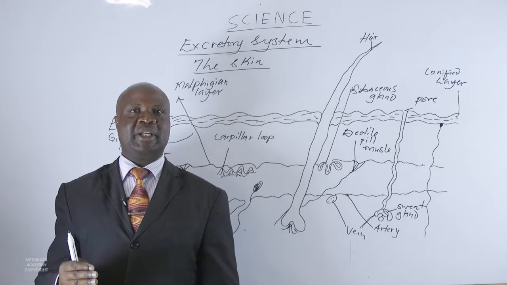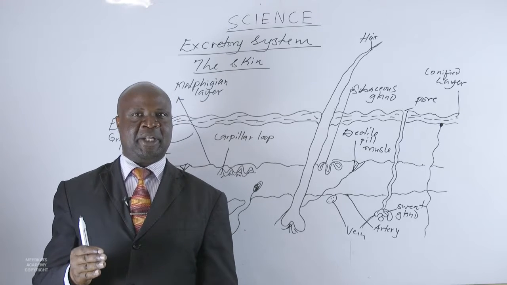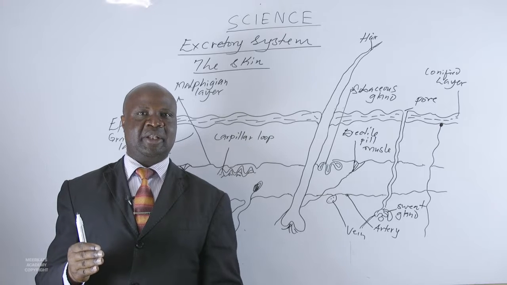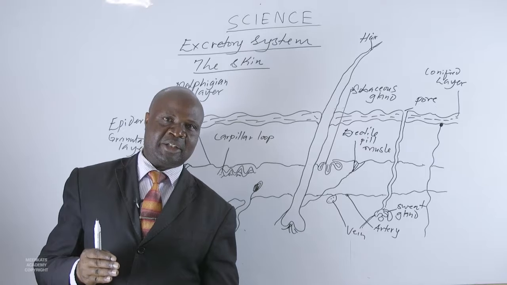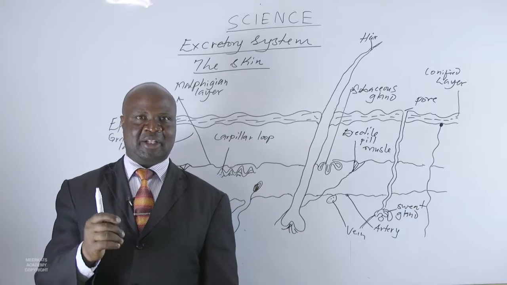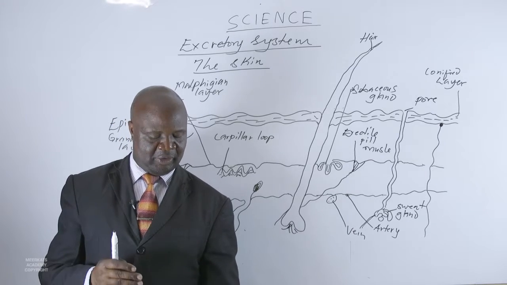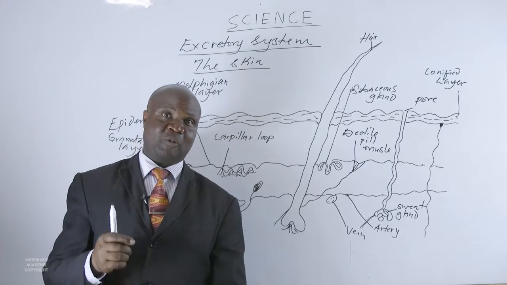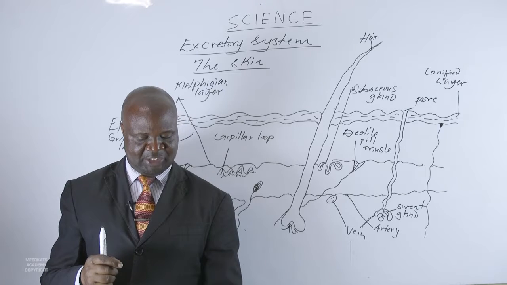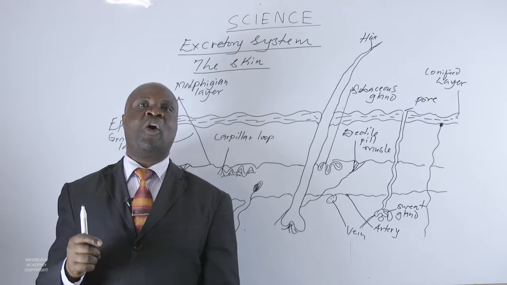Is it cool? Is it hot? It will depend on the physical positioning of the hair. It will either sleep or it will stand. The muscles will affect that to control the temperature. Then we have the sebaceous gland within the dermis. What does the sebaceous gland do? It is also called the oil glands.